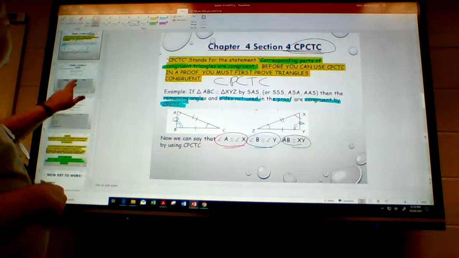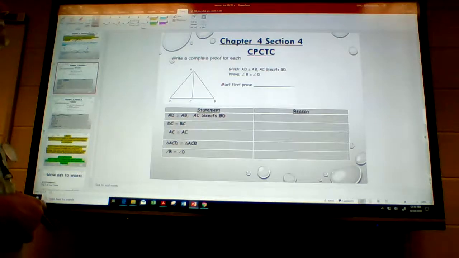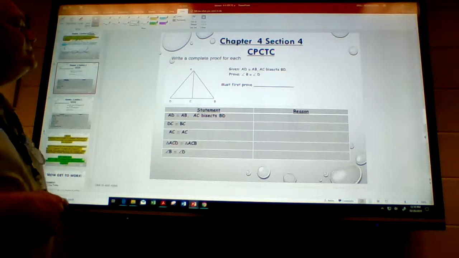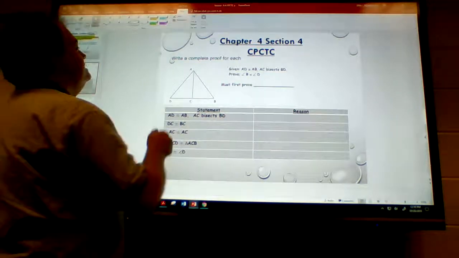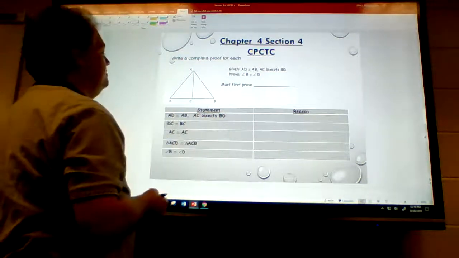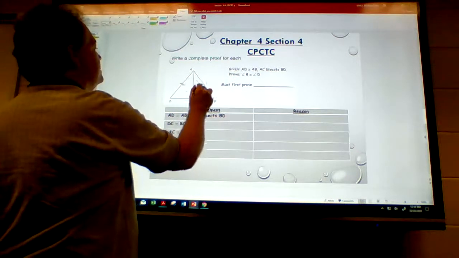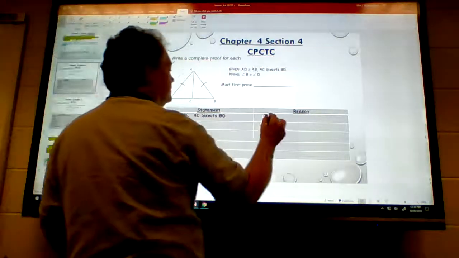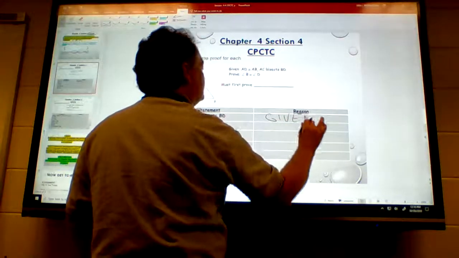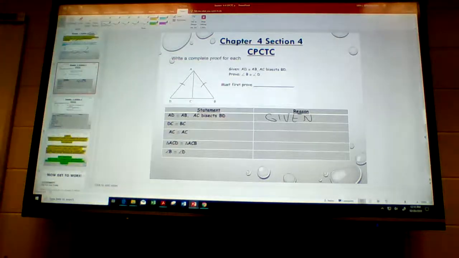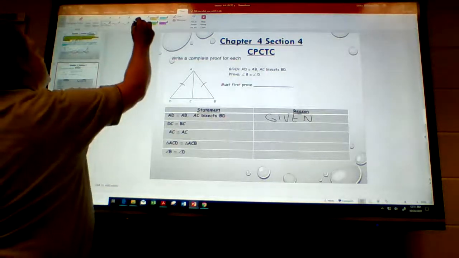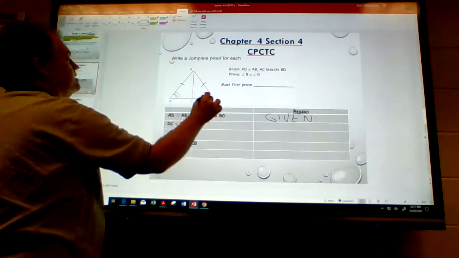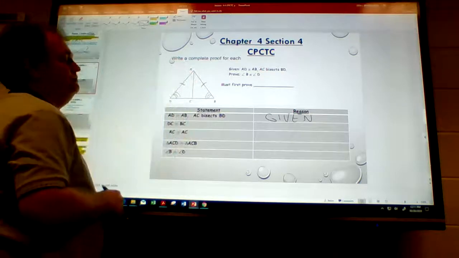Okay, now I want you to look at the following proof right here. It says that AD is congruent to AB and AC bisects BD. So I'm going to mark this on my diagram. So AD is congruent to AB and AC bisects BD, and that is all the given. I'm trying to prove that this angle right here that I'm going to highlight in gray, angle D, is congruent to angle B. That's what I'm trying to prove.